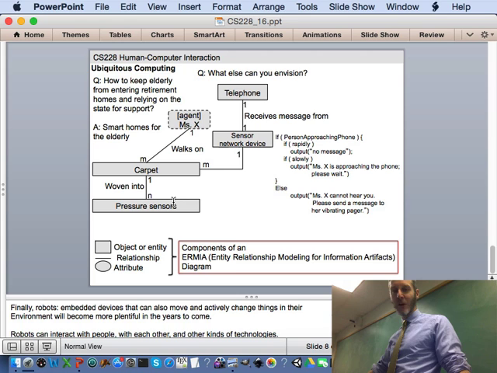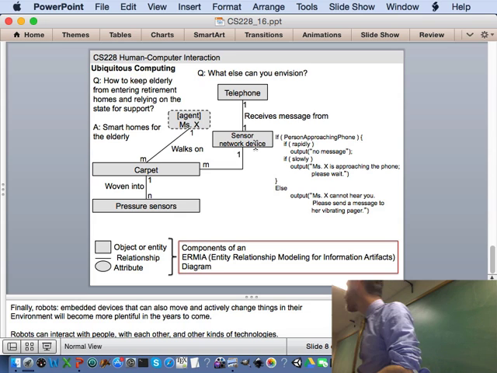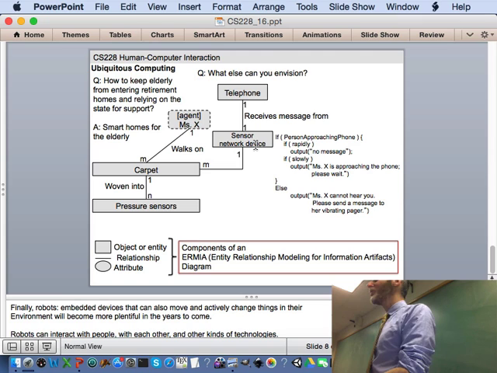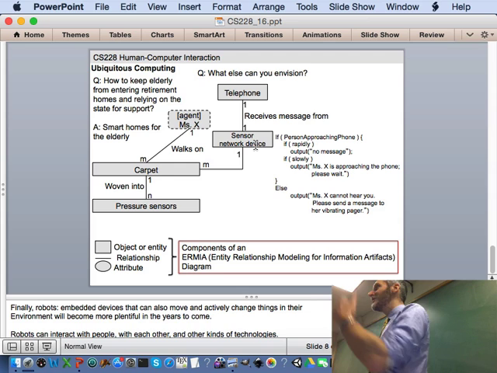The pressure sensors through the carpets are reporting all of the data in real time into a sensor network device, which is doing some machine learning on all this pressure data to determine: is Miss X up and about, and is she making her way towards the phone?